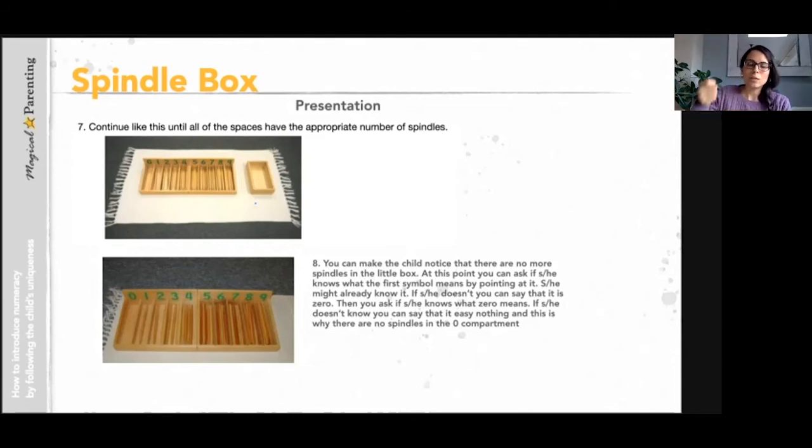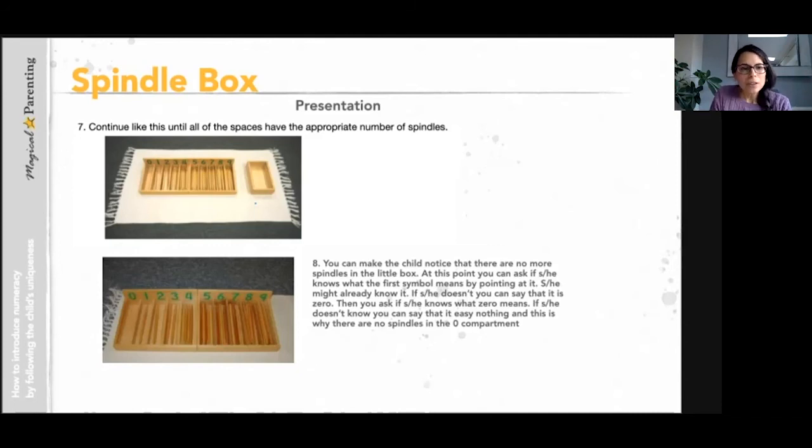Sometimes they will take 1 spindle and put it in there because they need to fill the empty space. And if they put 1, you say, oh, but that's 1. So I think we should write 1 in there, but that doesn't say 1, that says 0, because 0 means nothing. And it's fine if they don't get it that time, you can do it again another time. They will get it eventually.